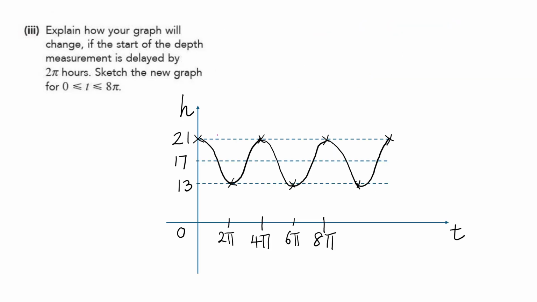Right, so for part 3, we're asked to explain how your graph will change if the start of the depth measurement is delayed by 2 pi hours, and then sketch the new graph. Supposing we extend the graph to more than just 8 pi, so this will be 10 pi, and that will be 12 pi. Let's see what happens. If you're talking about delay, it means this point here will come to here, that will come to here, and this will be here.